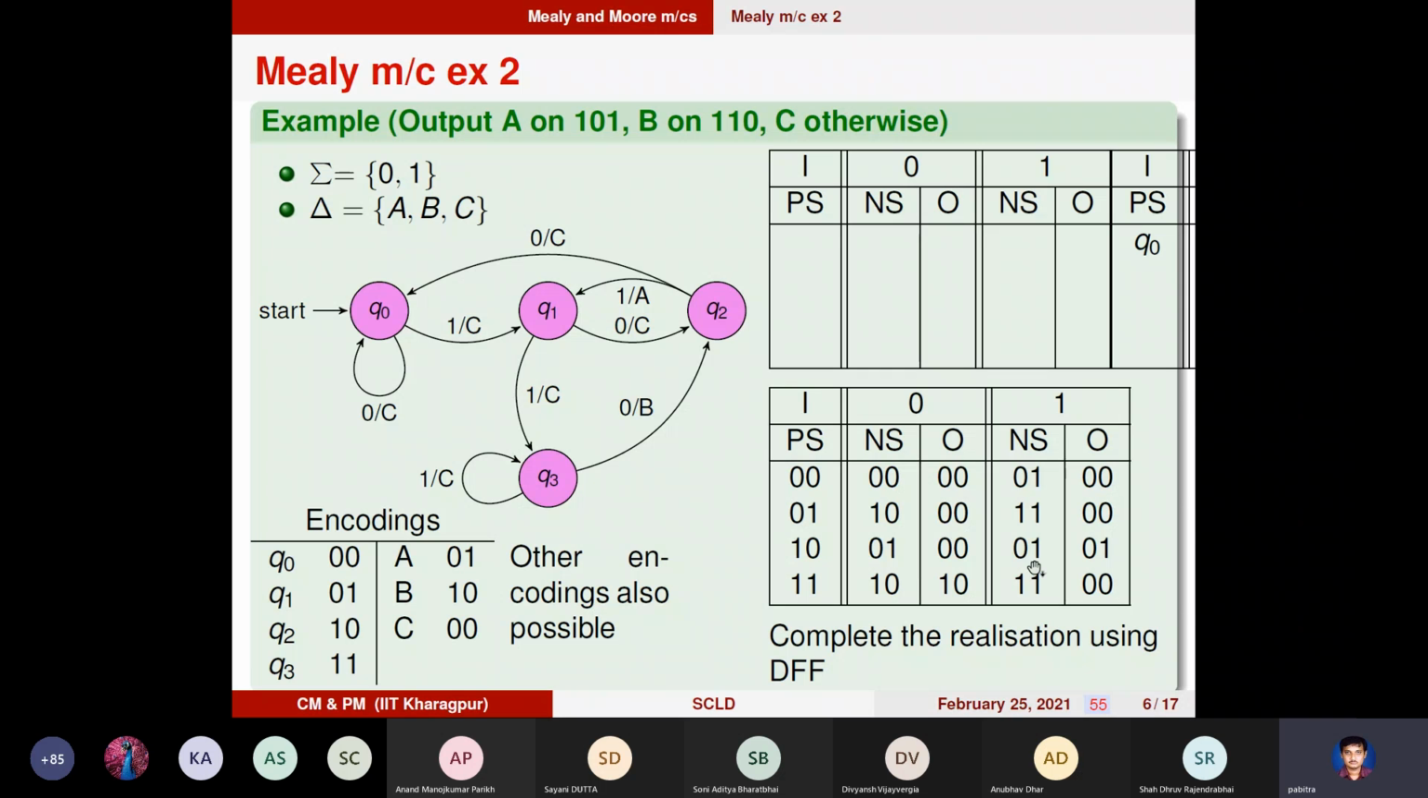So what I have done in the next diagram is that instead of Q0 and this A, B, C, D, I have written down the encodings.